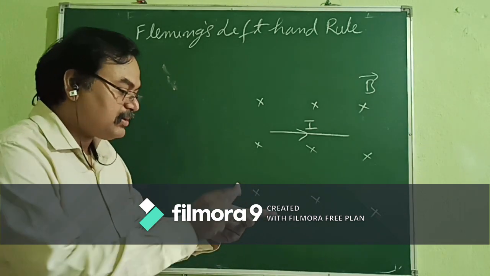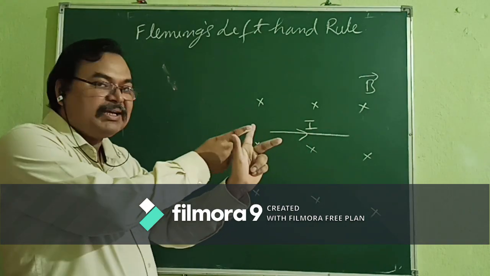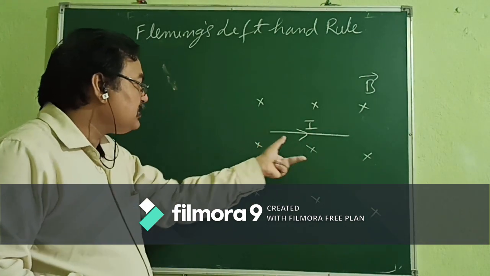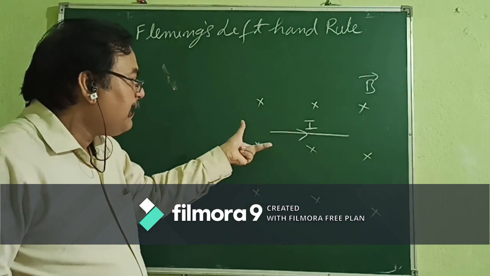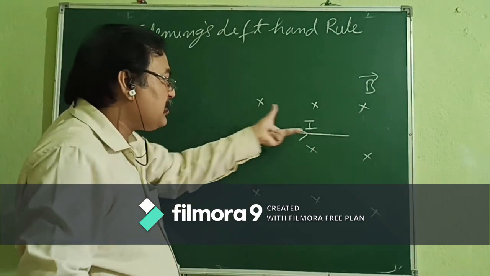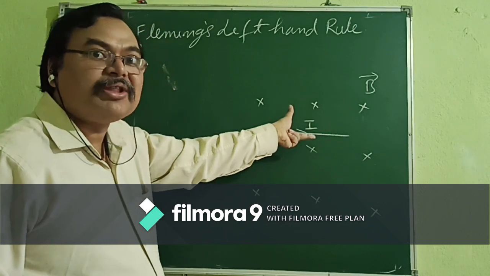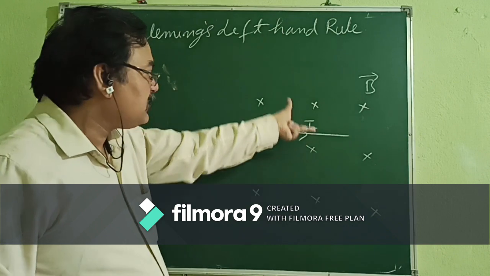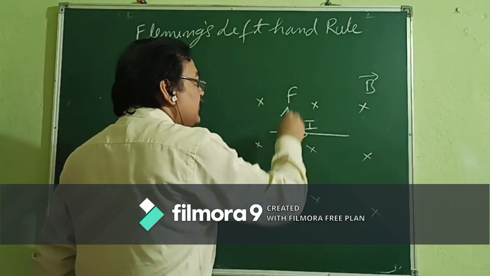So let's see. The middle finger must be along the direction of current. The index finger should be along the direction of magnetic field. Magnetic field is inside, so my finger is pointing towards inside. The middle finger is along the direction of current. Now the direction of the thumb gives the direction of force on the conductor. You can see this thumb is giving the direction of force. That means force on this conductor will be in this direction.